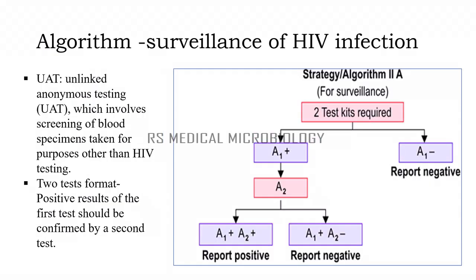Then you have the algorithm 2A, which is basically for surveillance in the community, where you use 2 kits. The first kit, if it comes negative, well and good. If the first test, which is very sensitive, comes positive, you do a second test with a highly specific testing method. So if both are positive, yes, you proceed with the post-test counseling and counsel the patient and do the next steps for the treatment of the patient. If the second test, which is highly specific, is negative, then you report it as negative testing.